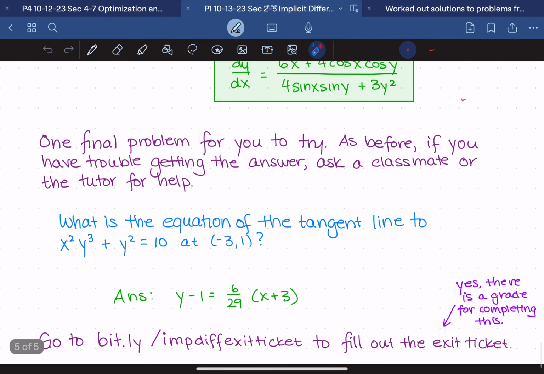Now, there is one last problem for you to try on your own. So see how you do with this one. You can practice that. Maybe there's a product rule in there. Maybe there isn't. Here is the answer.